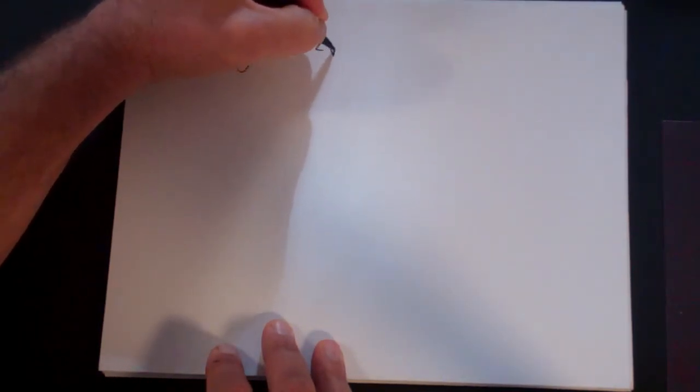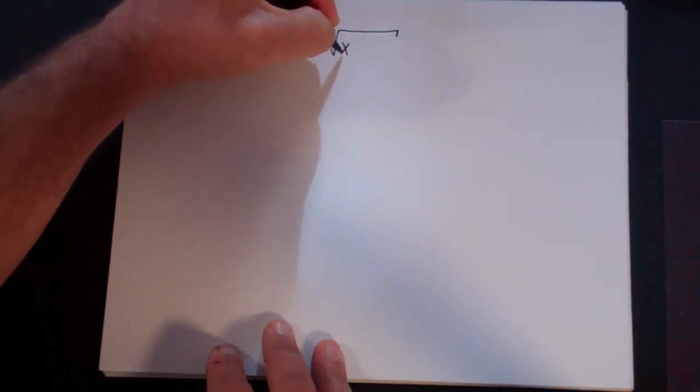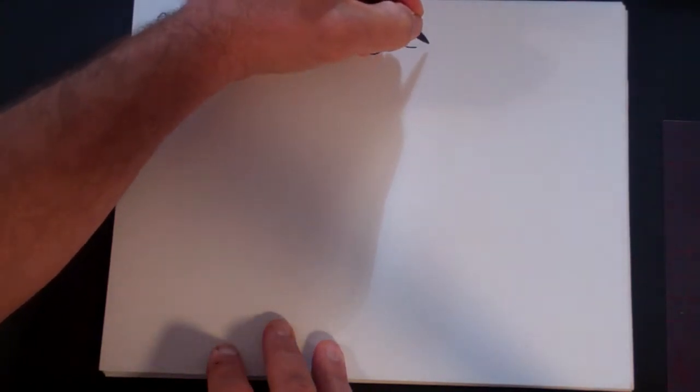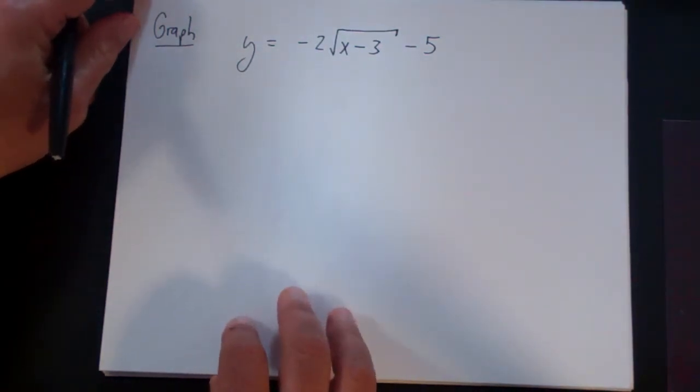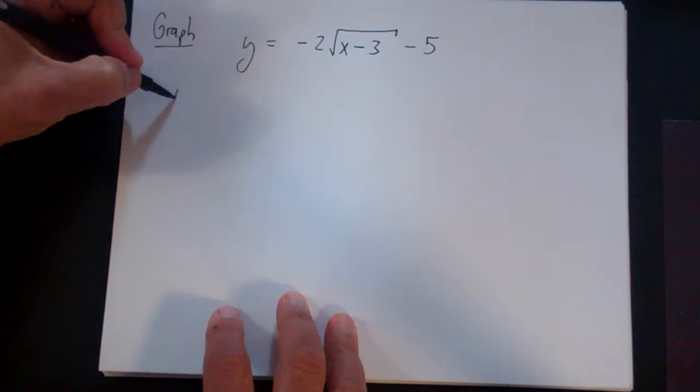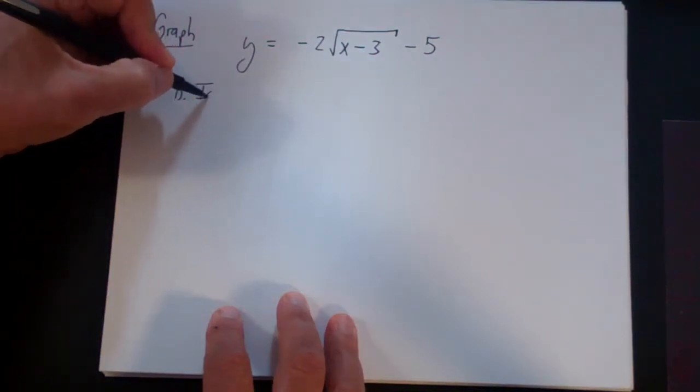So let's say we want to graph y is equal to minus 2 square root of x minus 3, minus 5. Well, the first thing we do is we want to identify the starting point.